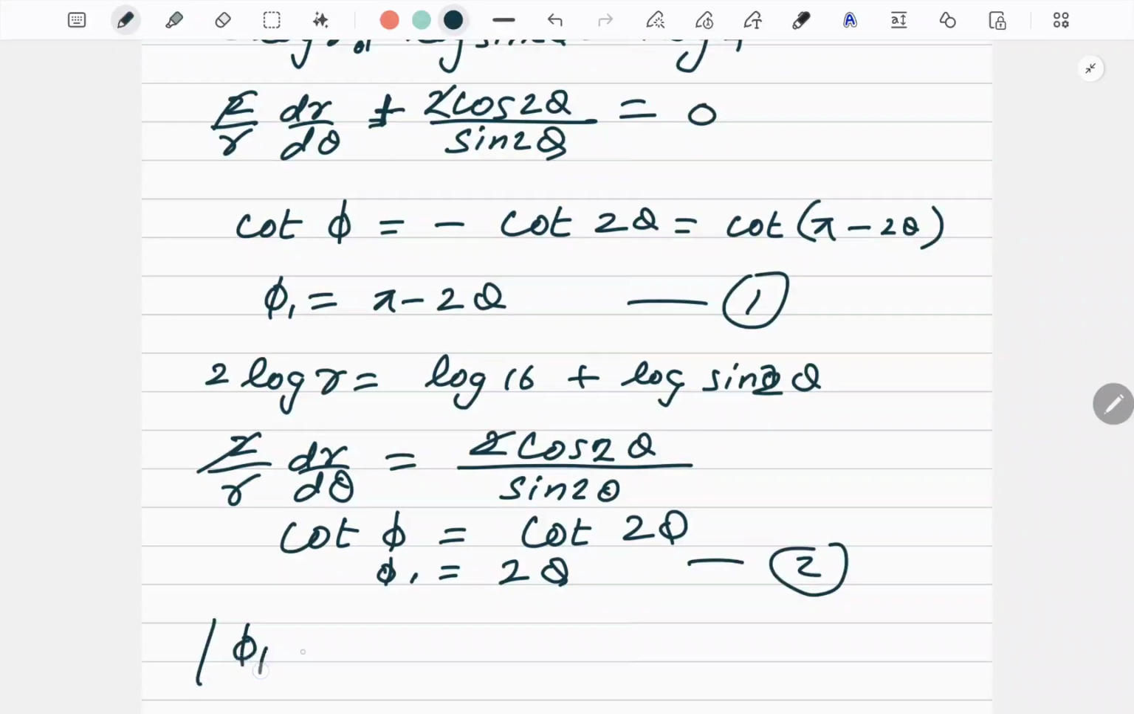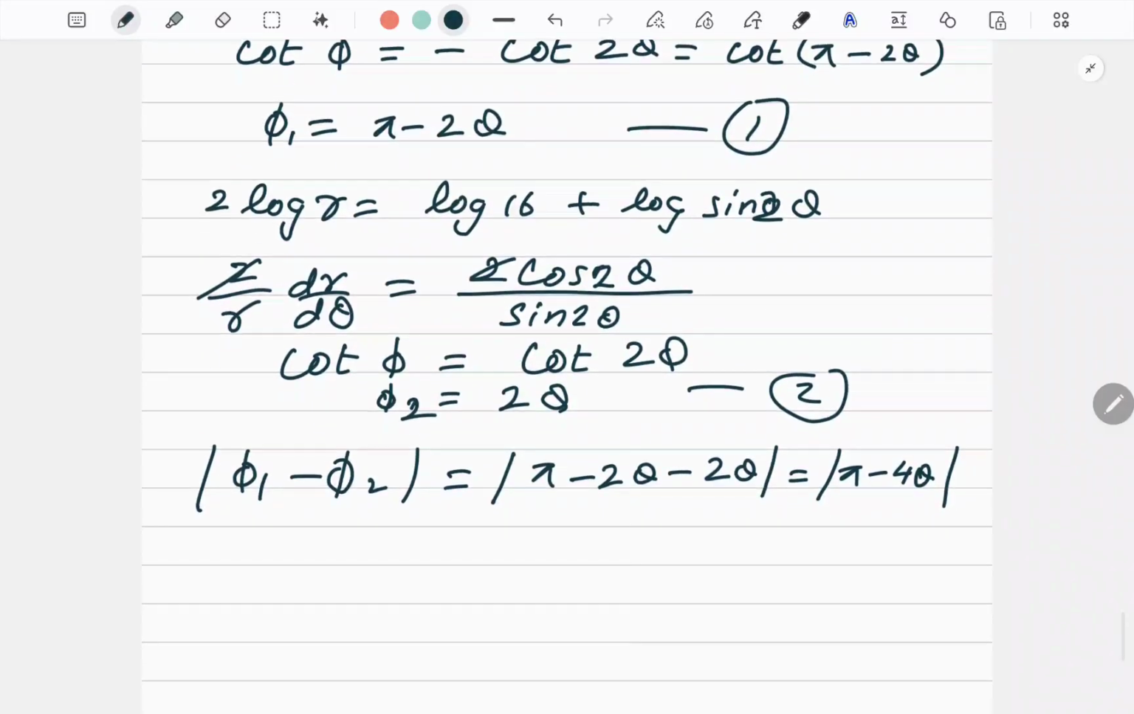So what is phi 1 minus phi 2? Phi 1 minus phi 2 is equal to pi minus 2 theta minus 2 theta, which is equal to pi minus 4 theta. Correct?